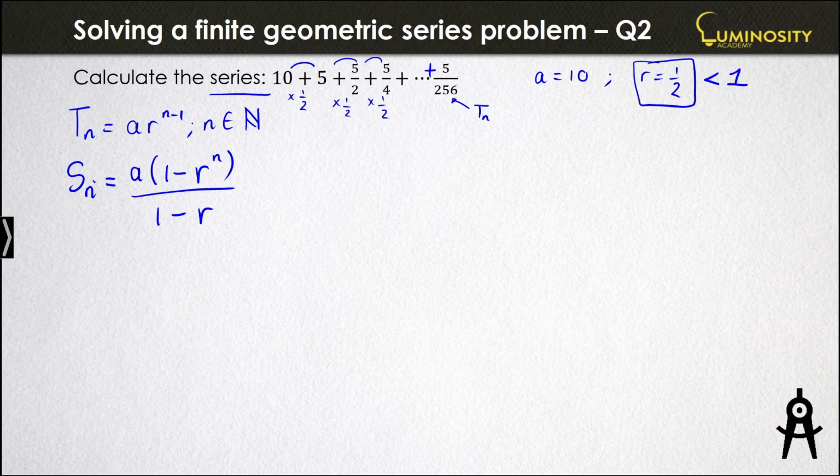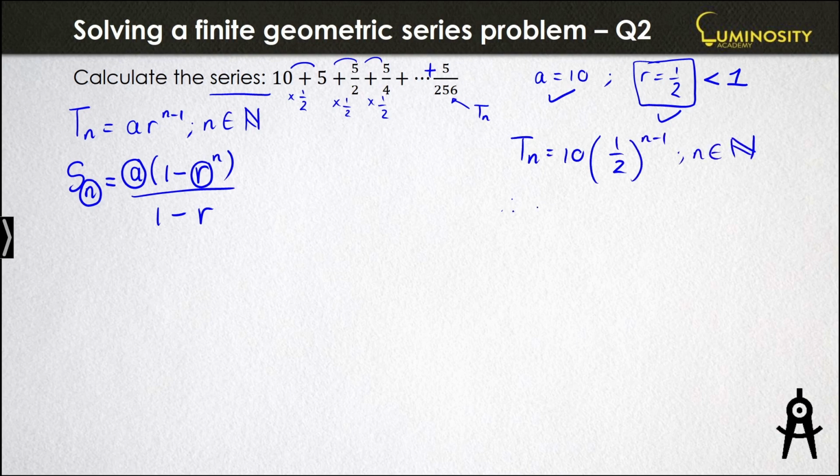So here, I'm going to need to know how many terms I'm adding up, n, what my first term a is, and what my common ratio r is. I know my a value is 10, and my r value is a half. So we need to find out how many terms we're adding up. Well, we know t sub n is going to be 10 times a half to the power n minus 1, where n is a natural number. And we want to know at what position the value will be 5 over 256.